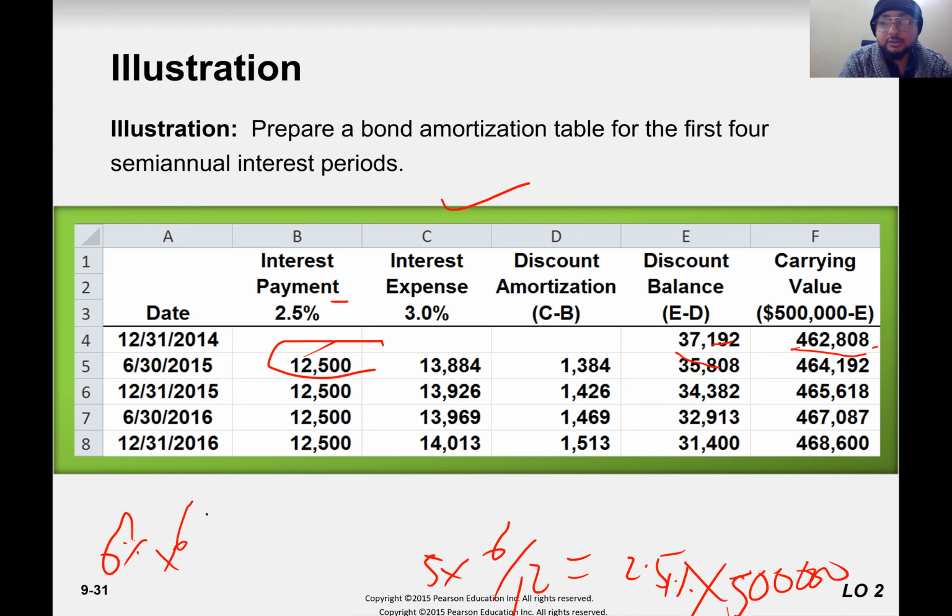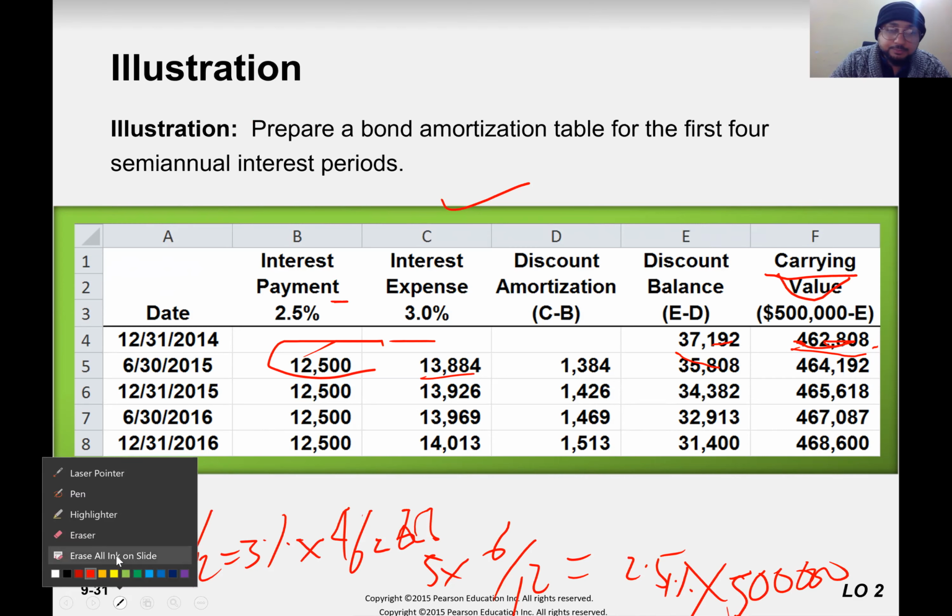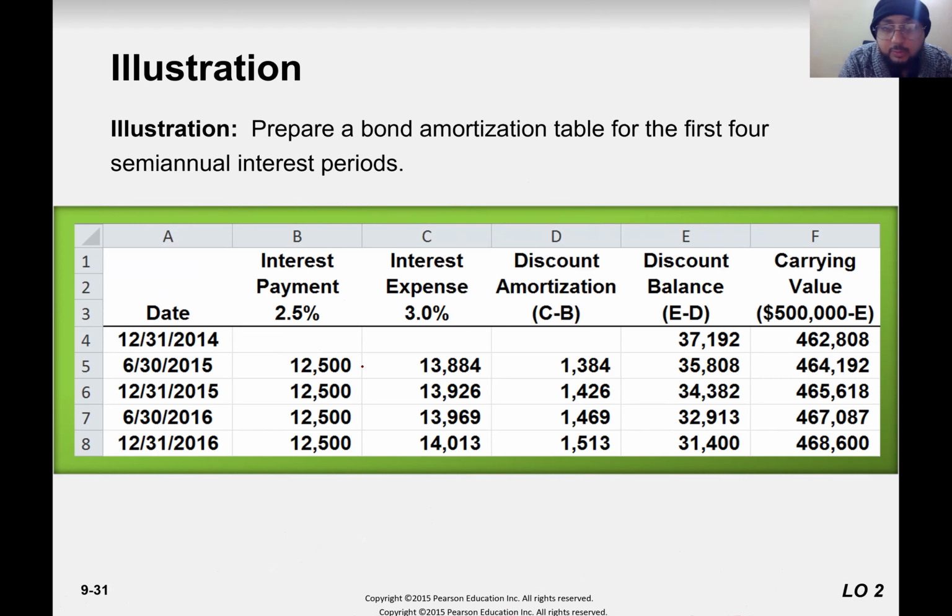And interest expense is based on the market rate, which is 6%. 6% multiplied by 6 over 12, the answer is going to be 3%. 3% based on what? The bond value or carrying value. Carrying value right now is 462,808. So you multiply by 3%, the answer is going to be 13,884. Right? So the difference between interest payment and interest expense is 1,384.